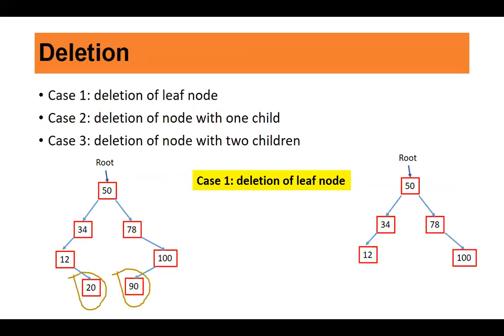Now next what we have is deletion. So deletion is not that simple. Here you have three cases of deletion. The first case is deletion of a leaf node. Then the second is deletion of a node with one child. The third is deletion of a node with two children.